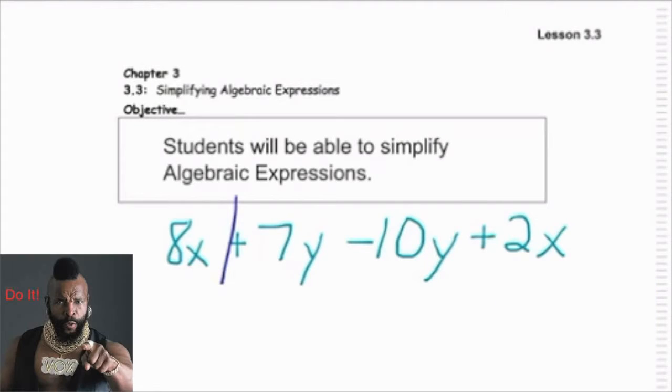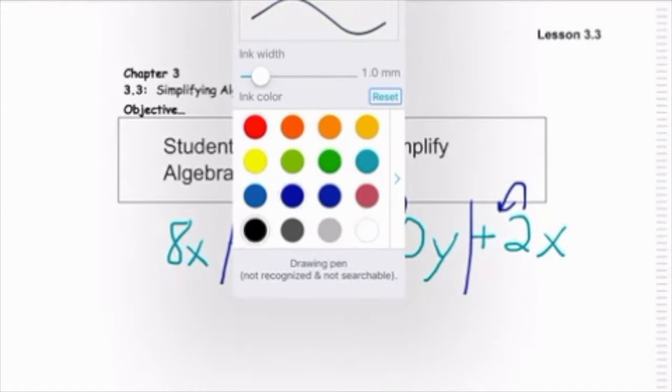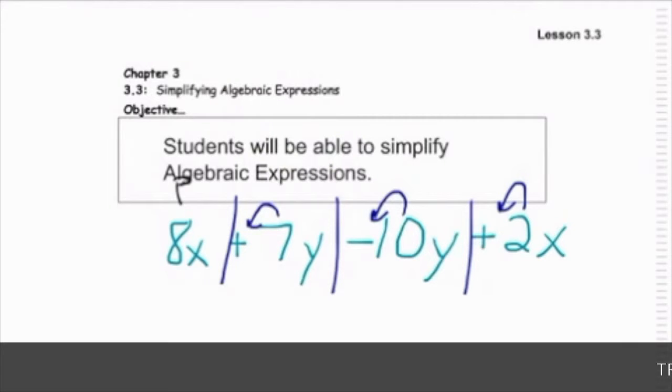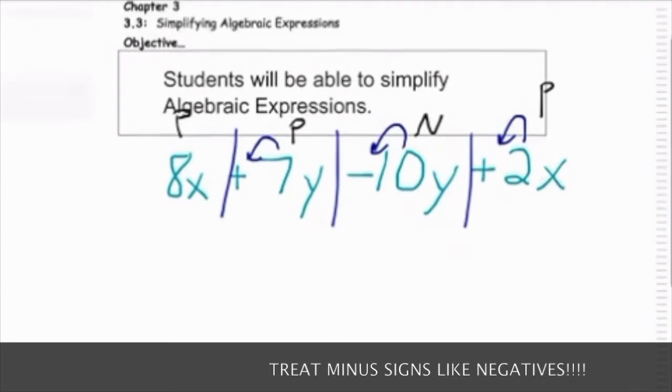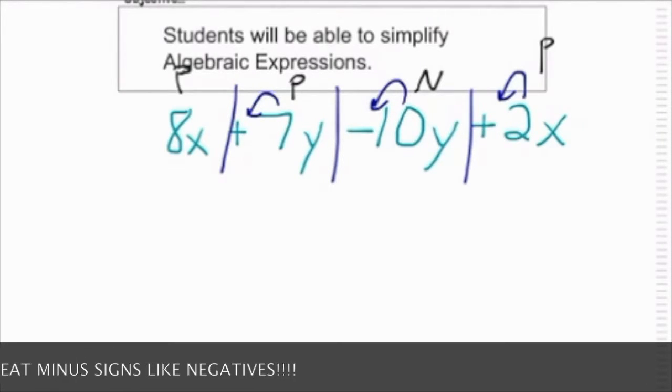The first thing you want to do is split up your terms. Notice how my operation is always in front of the number. When you split your terms, you want to make sure to do the same thing. That 8x is positive. That 7y is positive. That 10y is negative, and that 2x is positive. If you don't split up your terms, sometimes you think of that 10 as a positive, not negative. From there, you add like terms.